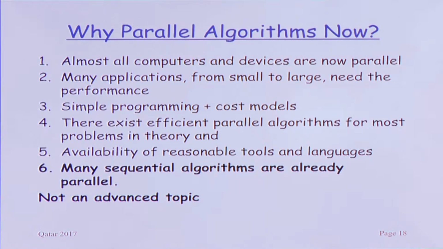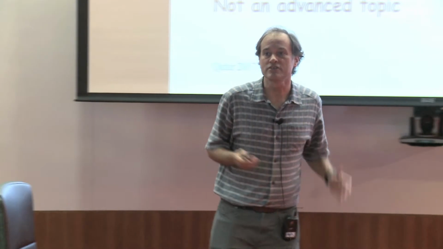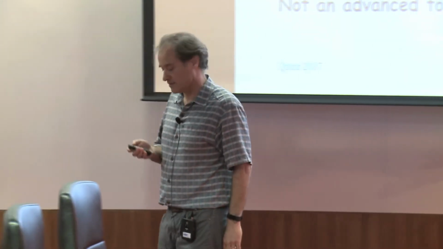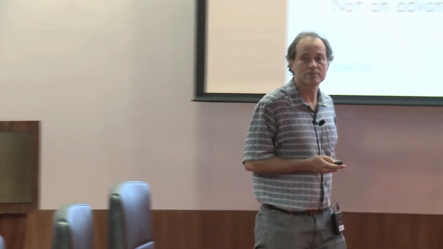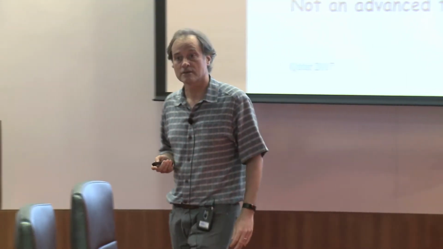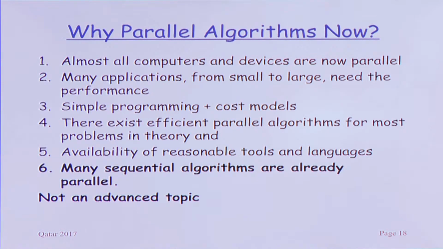But why parallel algorithms now? I claim that we really should be focusing on parallel algorithms now, and maybe the world hasn't come around to this yet. But there's several reasons, and I'm going to go through each of these in more detail. The first is that nowadays you can't find a computer that's not parallel. Even the simplest devices, I think in my title I said, all but a toaster. Even your washing machine probably has a parallel processor in it.